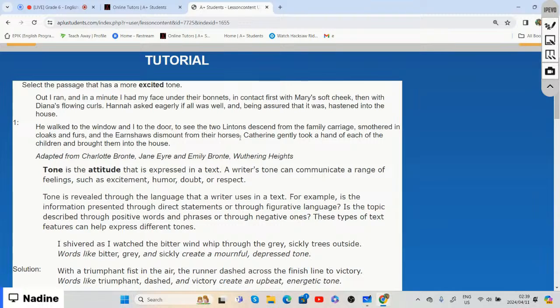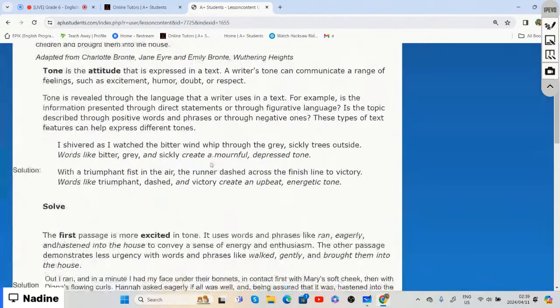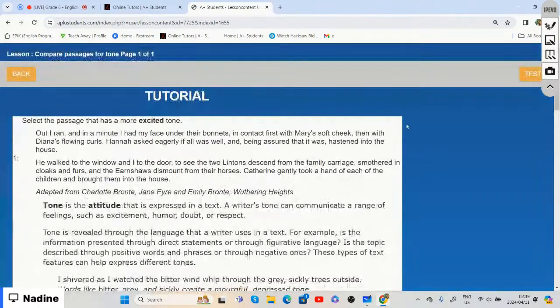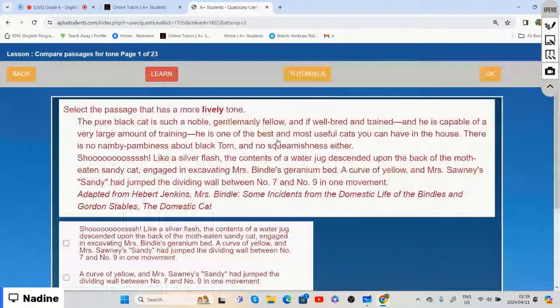All right. So here, let's go to our test. We're comparing passages for tones. We're going to read the text, and then select the passage that has more lively tone. It's like saying the exciting tone, more lively tone.